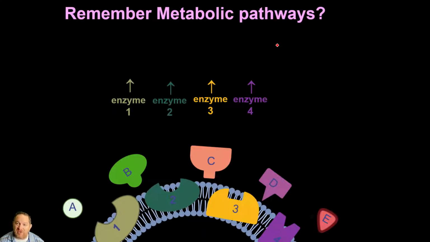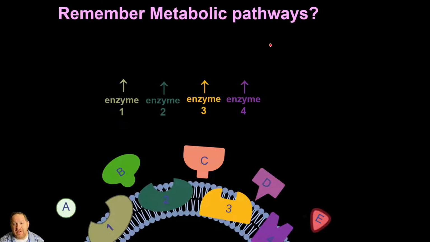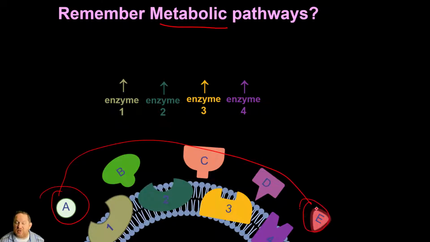So if you've been watching my video series, you probably remember when we talked about metabolic pathways. We said that in one case, we're going to take this chemical here, and through a series of pathways, convert it to that chemical there. That process is done by a series of enzymes, right? So enzyme 1, in this case, takes chemical A and turns it into B. Enzyme 2, B to C, et cetera, down the pathway.